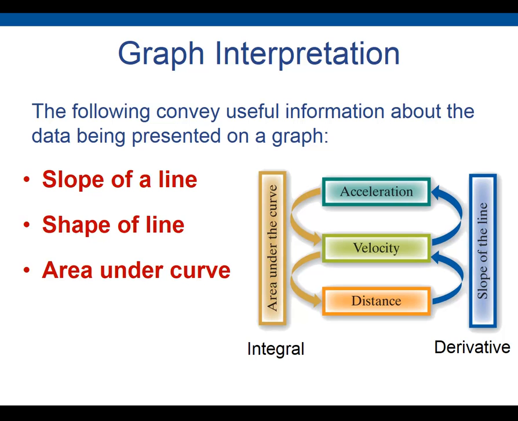When you interpret a graph, you have to understand these three concepts: the slope of the line, the shape of the line, and the area under the curve. You probably learned some mathematical formulas in Calculus 1 or Calculus 2. We can always convert acceleration to velocity, velocity to distance, distance to velocity, velocity to acceleration, right? So what is the second derivative of distance? The second derivative of distance is acceleration, right? We can also take one integral or two integrals, then we can find the values.